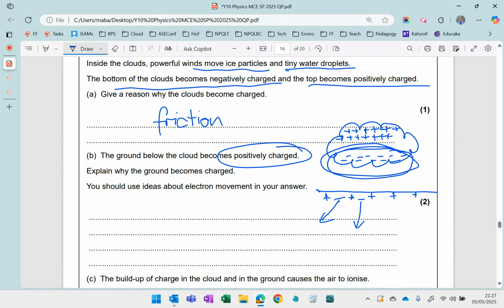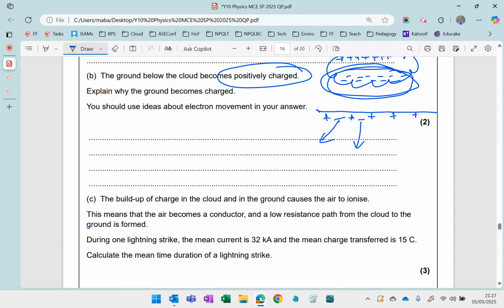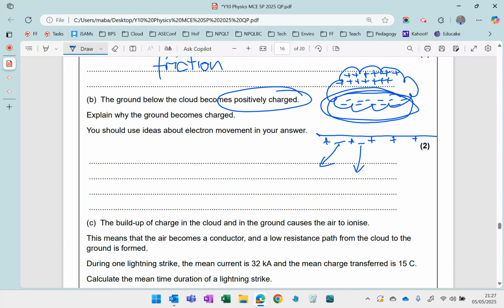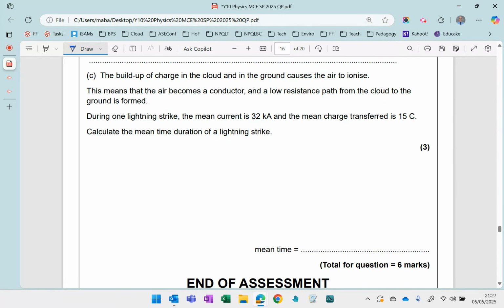Okay, now we've got this huge imbalance of charge. Okay, the buildup of charge in the ground causes the air to ionize. So when this imbalance of charges becomes large enough, then the air is going to ionize, become a conductor. Okay, and we're going to get a lightning strike. And this gives us some information about the lightning strike. Okay, it's going to be 32 kiloamps.